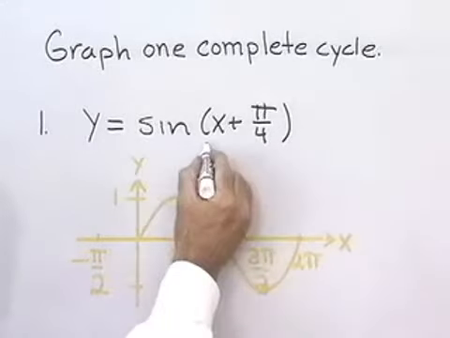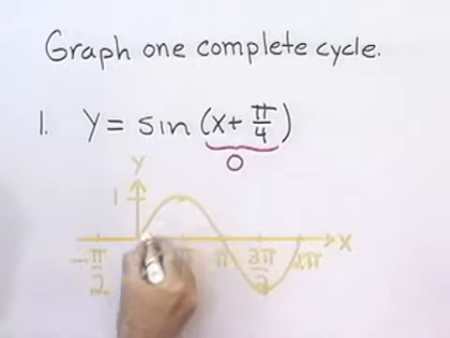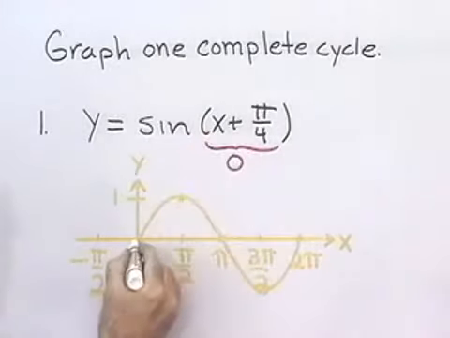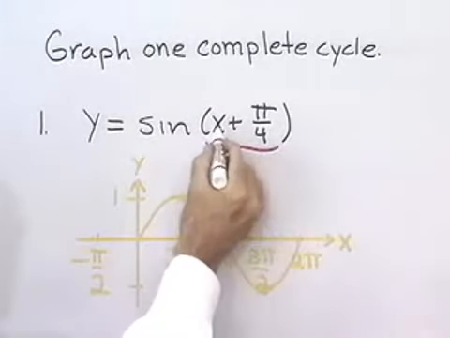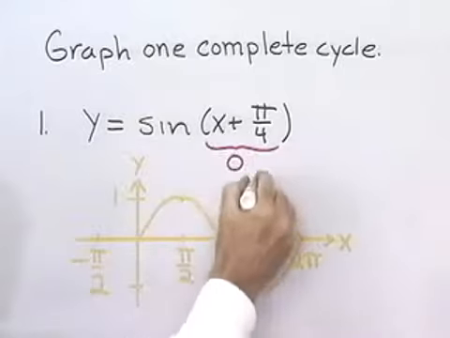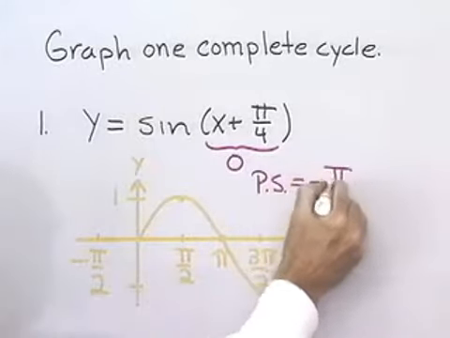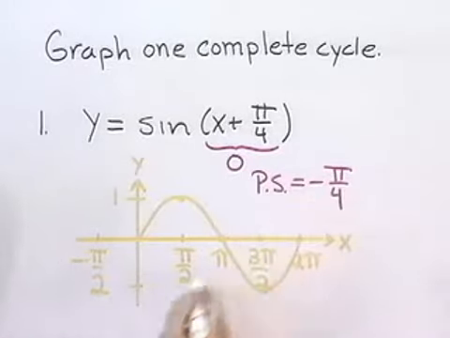So you might ask yourself, what would it take in here to make that 0? Because I know that when I have 0 right here, the sine of 0 is 0, and that's where the graph starts. So if I ask what will make this expression 0, the answer is negative pi over 4, and that also is the phase shift for this graph. That phase shift is equal to negative pi over 4.